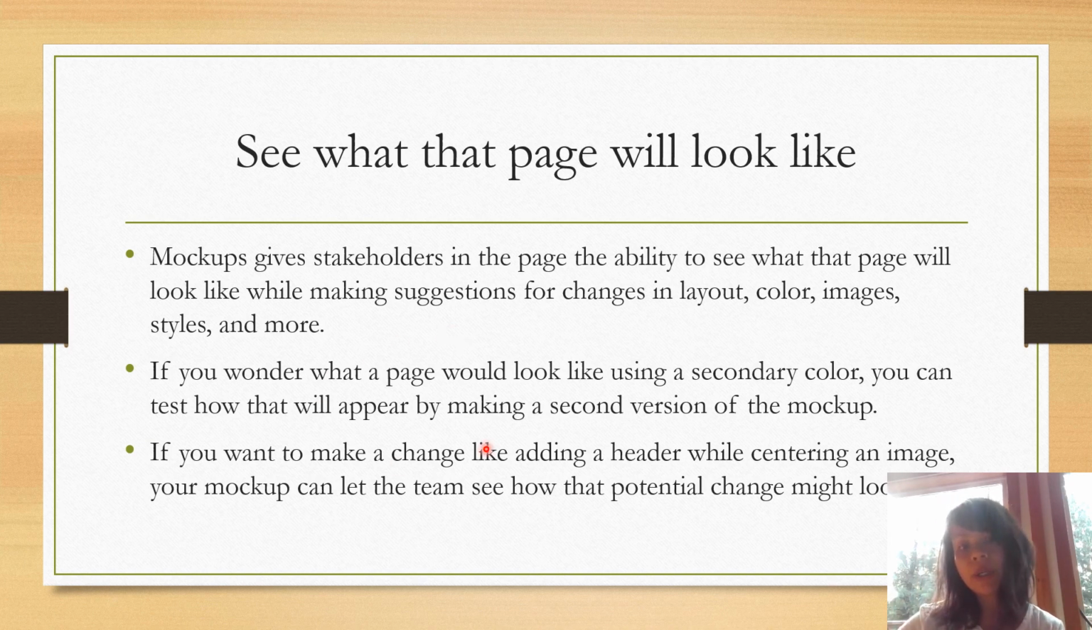So if you ever wonder what a web page might look like using a different secondary color, so instead of using purple, what if you were to use pink as a secondary color? You can test this without changing anything in the code. You can just test this in the mockup. You can do anything that you want. You can add a header while centering an image, or move a logo to the left or the right, and then your mockup can let the team see how potential changes might look.